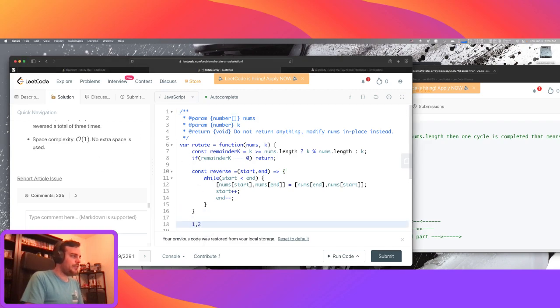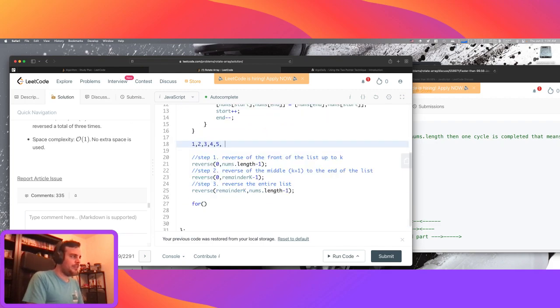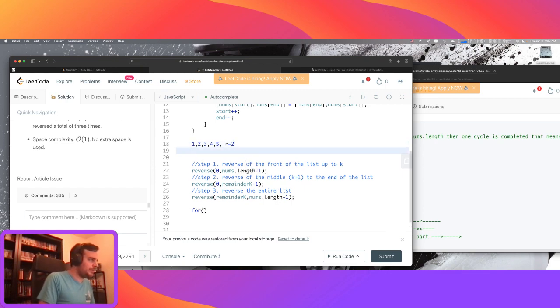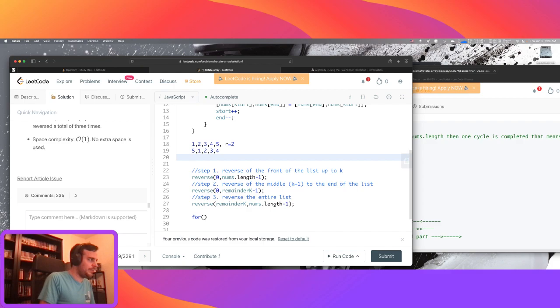Suppose we have a list of 1, 2, 3, 4, 5, and the number of rotations in this case is equal to 2, which would be k from the problem's perspective. So the answer to this problem should be, let's just do the rotations real quick because it's late and I want to make sure I don't make a mistake. It'll be 5, 1, 2, 3, 4, and then it's going to become 4, 5, 1, 2, 3, right? So this is the solution.